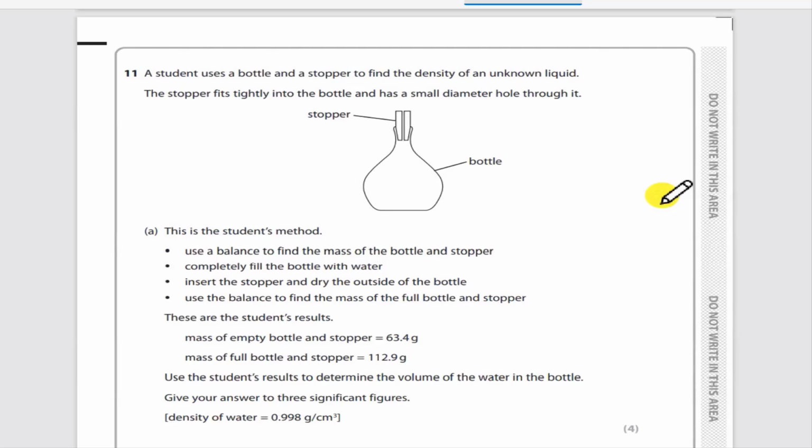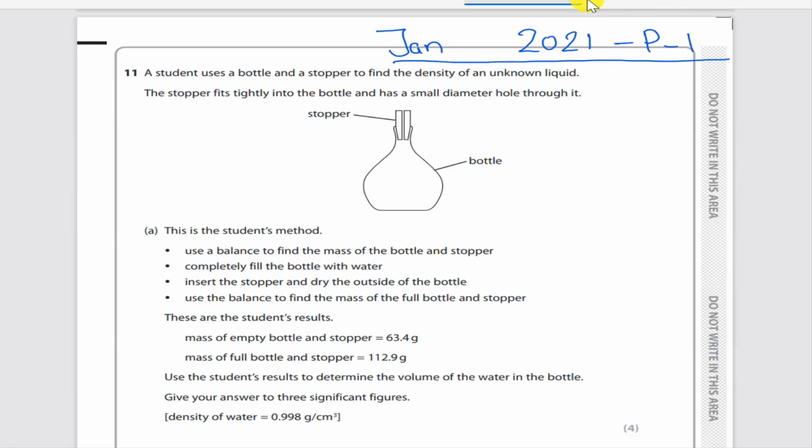Now question number 11. Last question in this paper. We are doing 2021 January paper 1. Question number 11, last question of this paper.